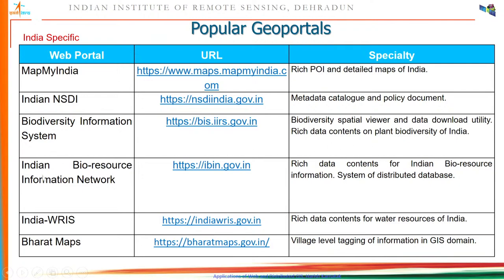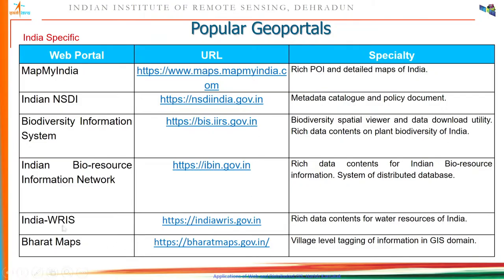Biodiversity Information System and Indian Bioresource Information Network. These are the two websites hosted at the Indian Institute of Remote Sensing, Dehradun. Basically, these two websites are providing information about the bioresource of India. So here the bioresource means flora and fauna. Both types of data are available here. Data from the different data providers are also hosted, and these data sets are basically geotagged. So you can get the location information about the different plant species here, like medicinal plants, endemic plants, economical plants and so on through this website.